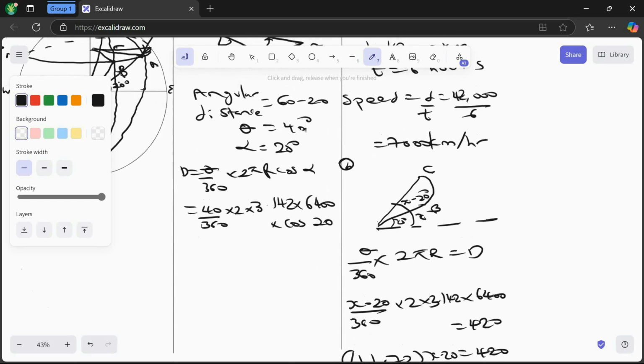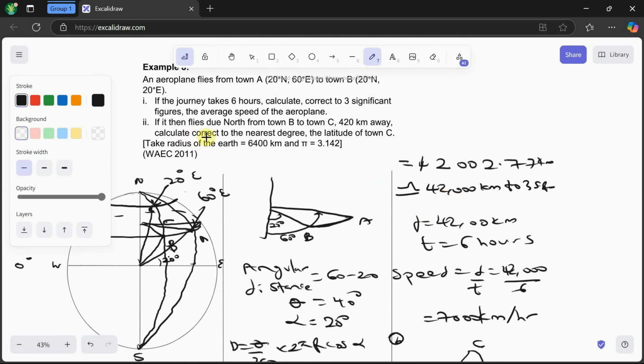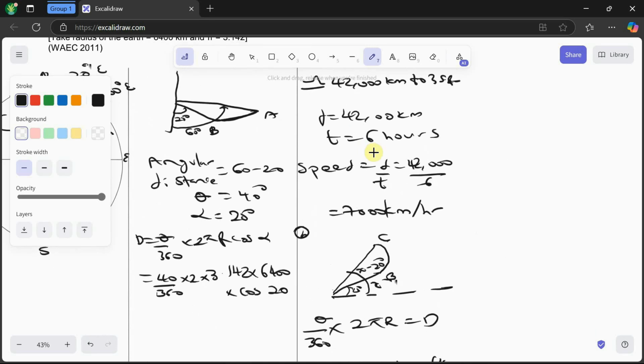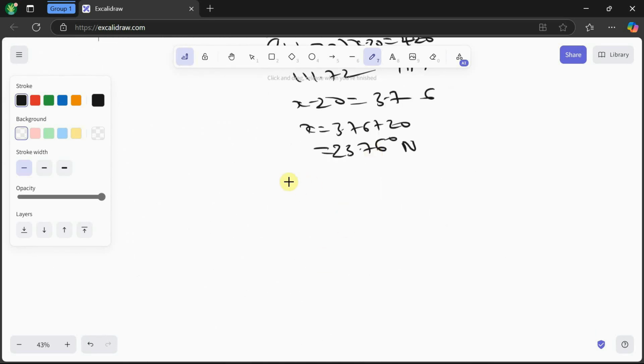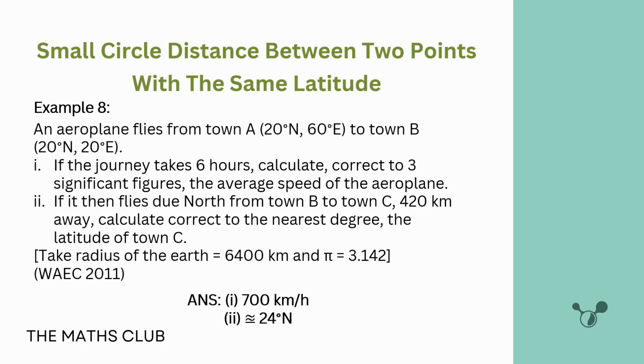Right, but then the question also says that we should correct to the nearest degree the latitude of C. So to the nearest degree, that will be approximately 24 degrees north. It's very important that you put the north, south, west, and east on those questions, because you will get the marks for all the steps, but you will not get the mark for the answer if you miss out the symbols. So to the nearest degree. Let's see if our answer is correct. 700 km per hour and 24 degrees north. Great.